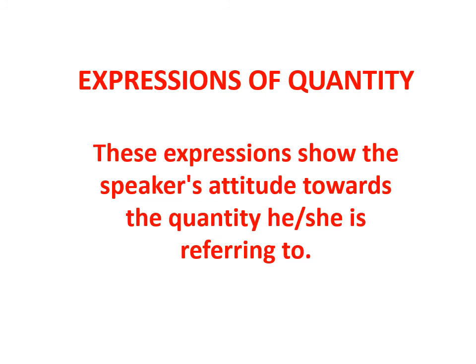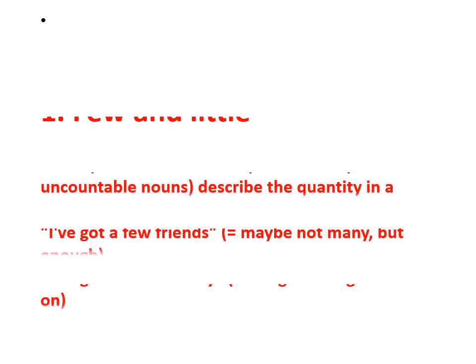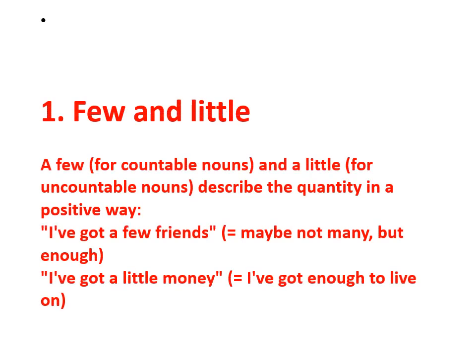An expression of quantity shows the speaker's attitude towards the quantity he or she is referring to. For example, few and little. I think you have learned this, when we use few and when we use little, from the grammar subject. Few is for countable nouns, and a little is for uncountable nouns. I've got a few friends, maybe not many, but enough. I've got a little money. I've got enough to live on. So a few for countable nouns, but a little is for uncountable nouns.